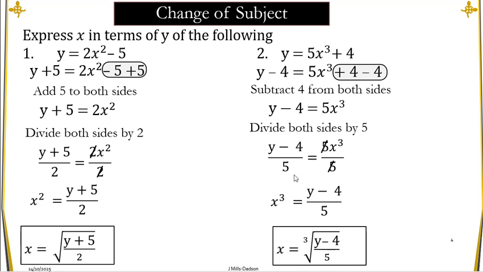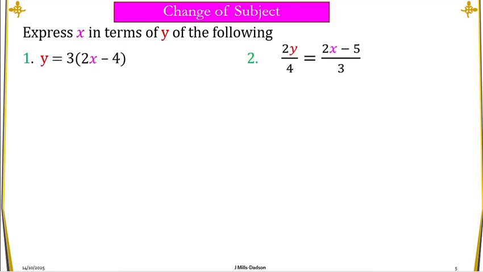So this is an example of making a letter the subject of a formula where that letter is a cube or a square. In the next examples, we'll be looking at where we have brackets involved.